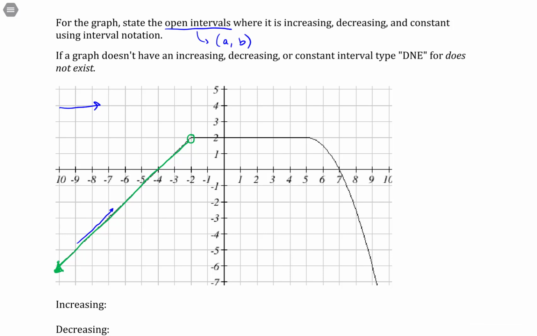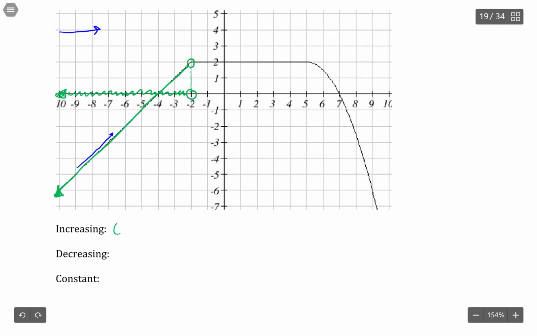So the open interval is going to be the interval that stops here and continues on to -infinity, but I need to write that in order. So I'm going to write my increasing set as from -infinity to -2, and I'm using parentheses because it said open intervals.